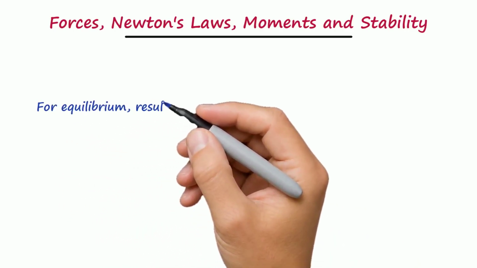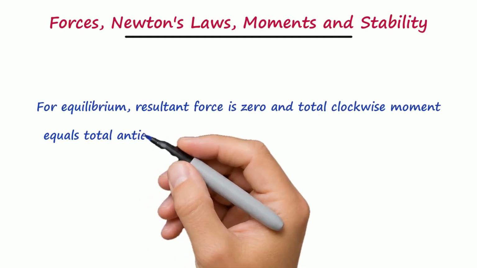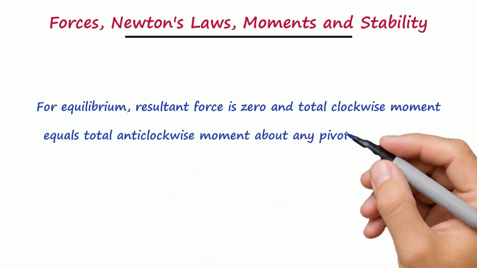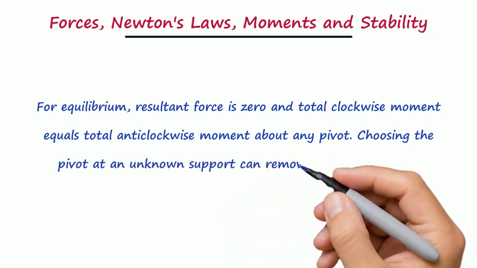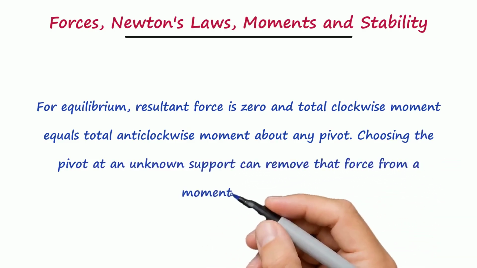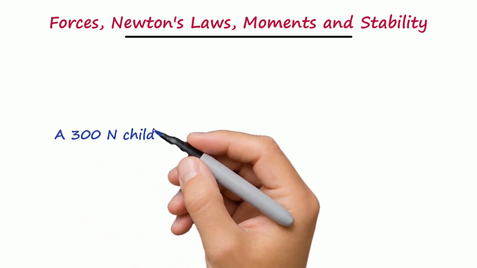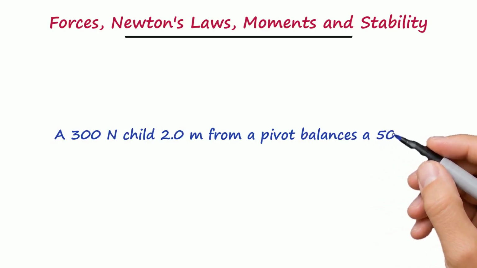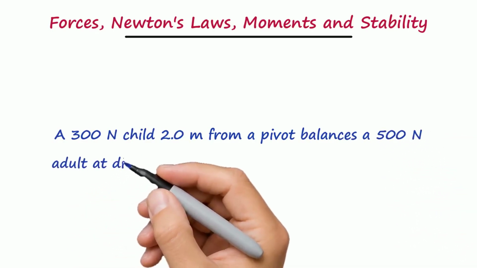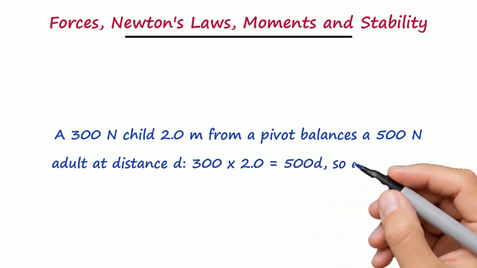For equilibrium, the resultant force is 0 and the total clockwise moment equals the total anticlockwise moment about any pivot. Choosing the pivot at an unknown support can remove that force from the moments equation. A 300 N child 2.0 m from a pivot balances a 500 N adult at distance d: 300 times 2.0 equals 500 d, so d equals 1.2 m.